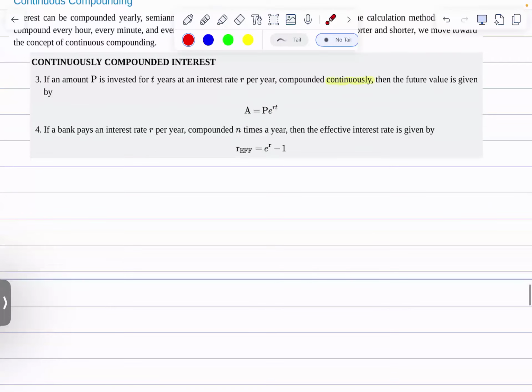I'll jump in and give you the effective interest rate right away. So if a bank pays an interest rate R per year, compounded continuously, then the effective interest rate is going to be e to the R minus 1.